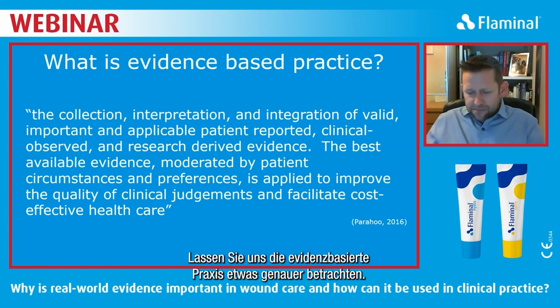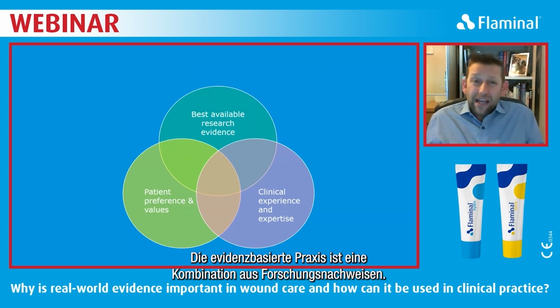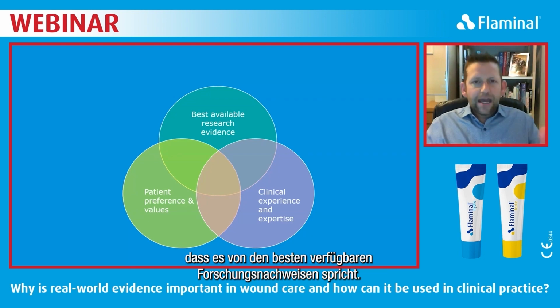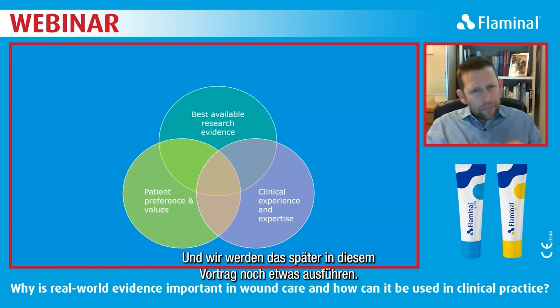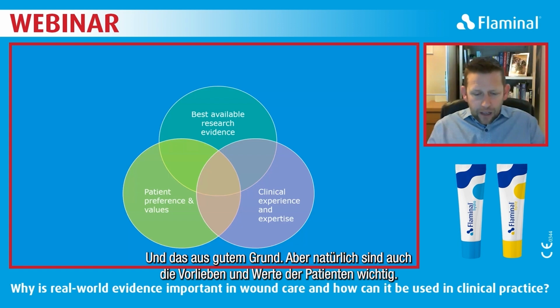So let's break evidence-based practice down a little bit more. So evidence-based practice is an amalgamation of research evidence. So what I like here, in this diagram, is that it talks about the best available research evidence. And we'll unpick that a little bit later on in this talk. And that it doesn't just say research evidence, it talks about the best available, and there's a good reason for that. There's obviously patient preference and values.